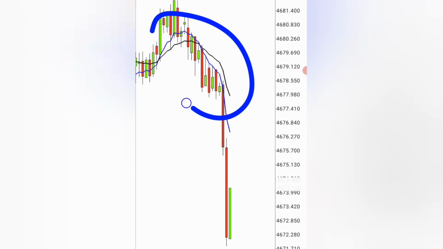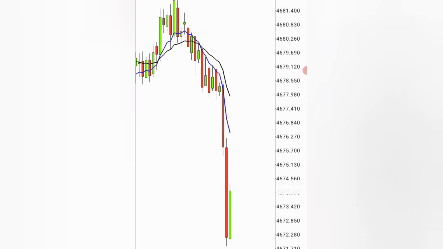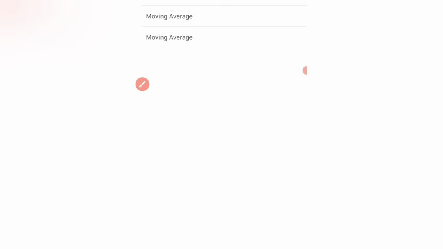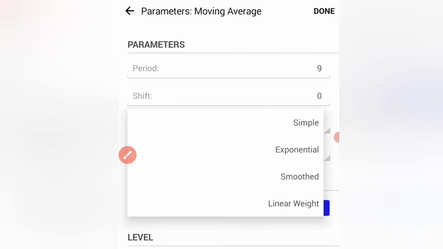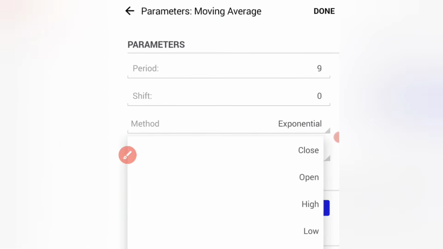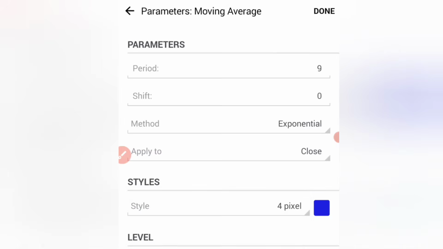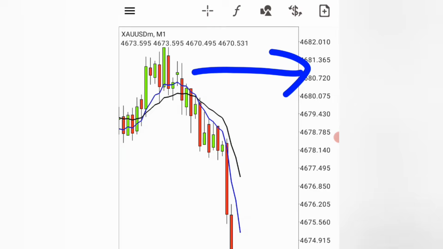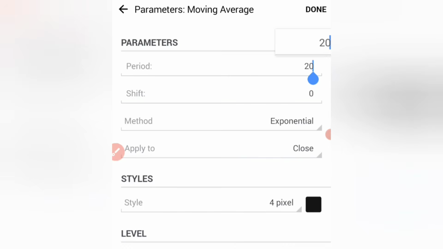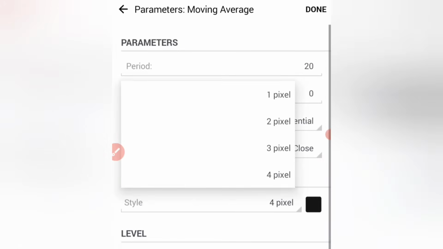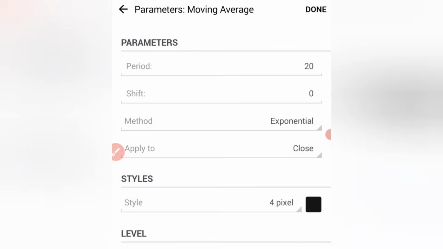You can see this is a very simple strategy where we have this blue indicator and this black indicator. So let me give you the settings of these indicators. For the first moving average, period is 9, method is exponential, apply to close, style 4 pixel, color is blue. This is the first indicator that you see, which is this one that we have right here. Then the second moving average: period is 20, method exponential, apply to close, style 4 pixel, color black right here.